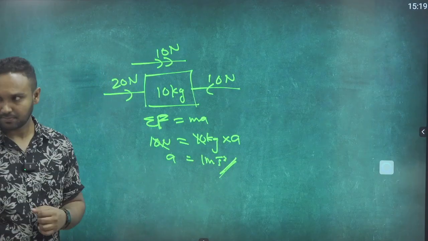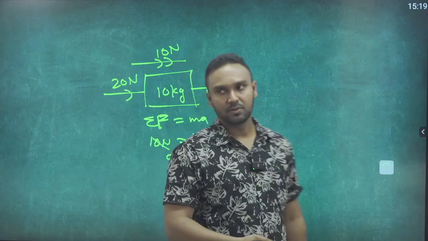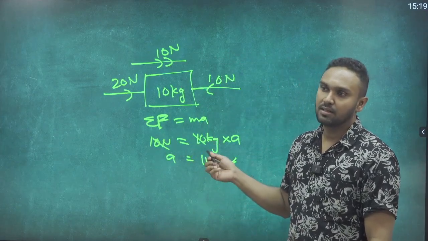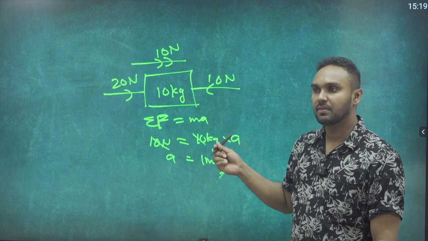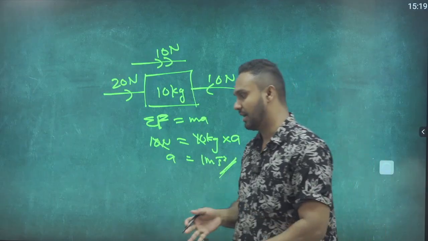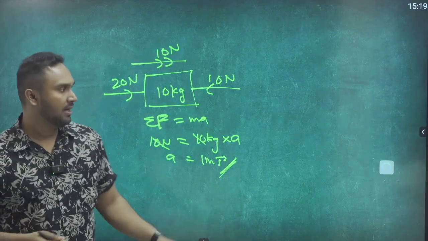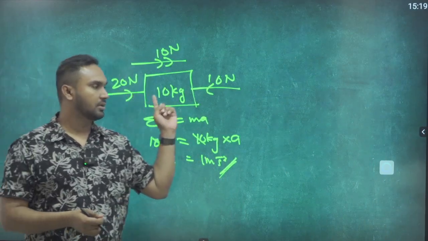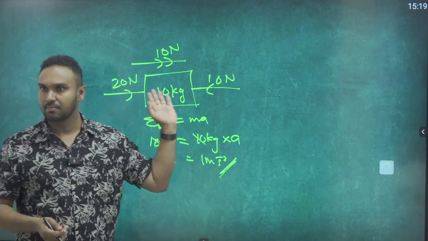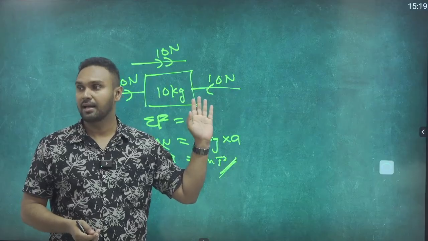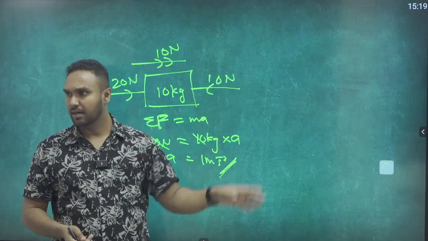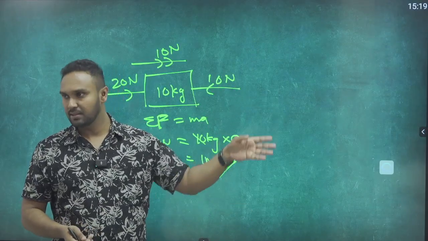Get it? Likewise, here the forces are acting opposite to each other, so the resultant is a deduction. And what if the forces are acting in the same direction? It's the addition, right? The addition of the forces gives the resultant force. And in some cases, the forces acting here are in the horizontal plane, but some forces can act in the vertical plane as well. In the vertical plane too, forces can act up and down in the same way.